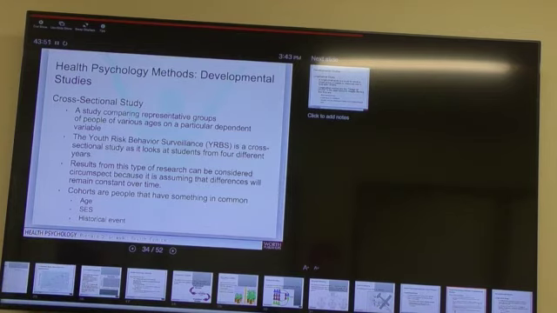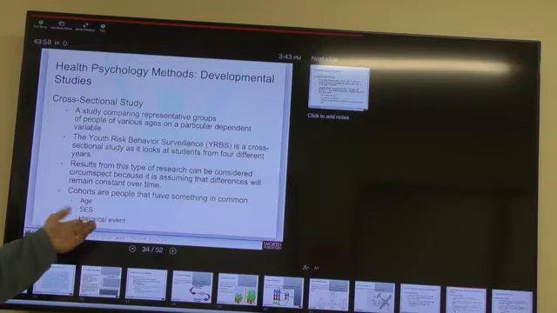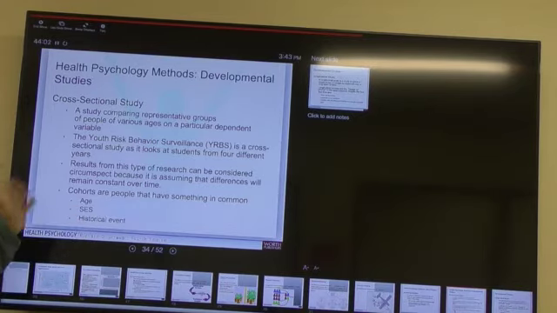Cohorts are people that have something in common: age. You know, all my cohorts are 70 years old. Socioeconomic status, we're probably middle class, maybe upper middle class, probably not. Historical event, my cohorts would be people that served in the military during Vietnam. That would be my cohort group.